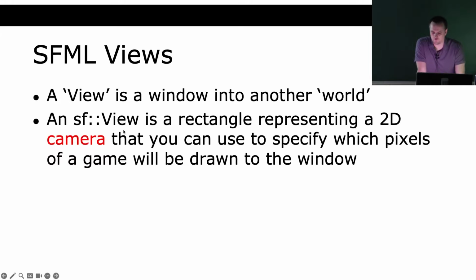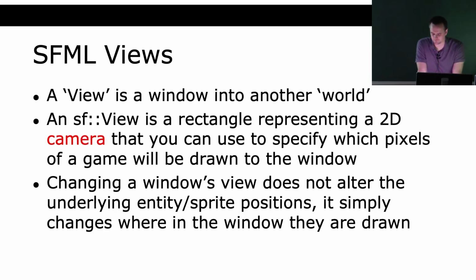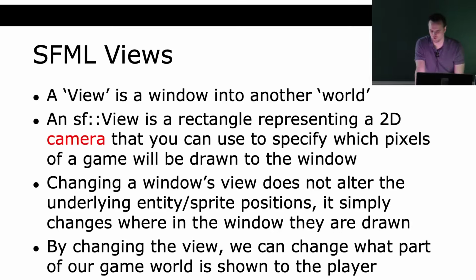So an SF view, that's how you would define it in SFML. Just type SF view. It's a rectangle representing a 2D camera that you can use to specify which pixels of a game will be drawn to the window. So changing a window's view does not alter the underlying entities or sprites' positions. It simply changes where in the window they are drawn. So by changing the view, we can change what part of our game world is shown to the player.